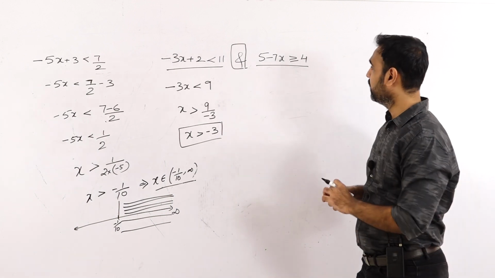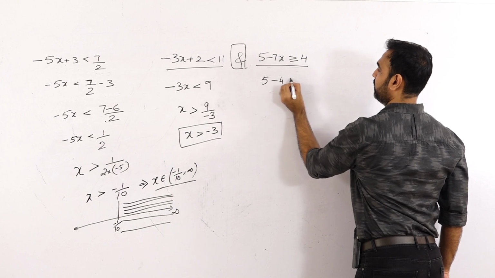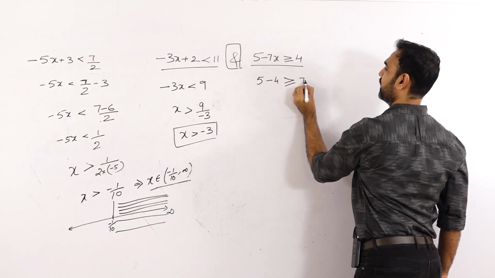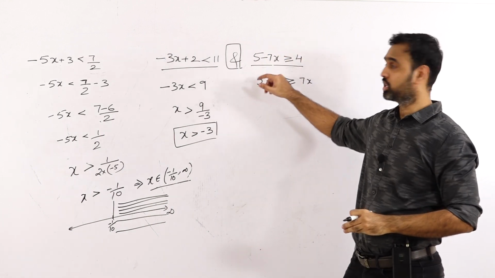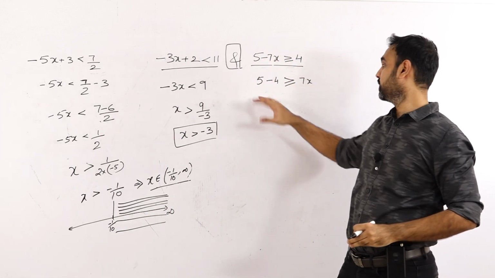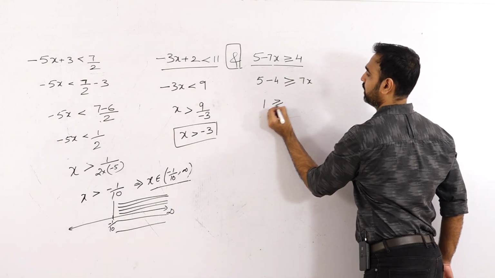Let us solve the second inequation. Now I will move 4 to this side and I will move 7x to this side. I am just moving the entire minus 7x to this side. I am doing additions and subtractions. I am not doing any multiplication here. So the inequality remains unaffected. 5 minus 4 is 1, greater than or equal to 7x.